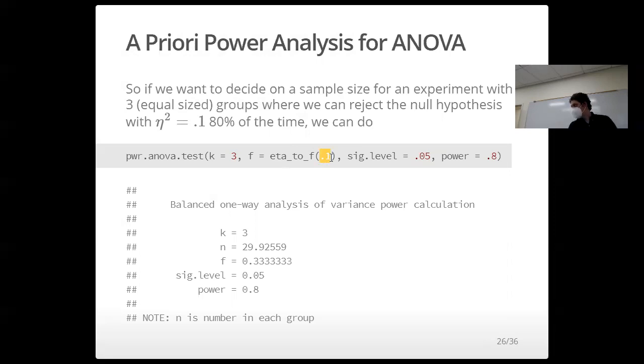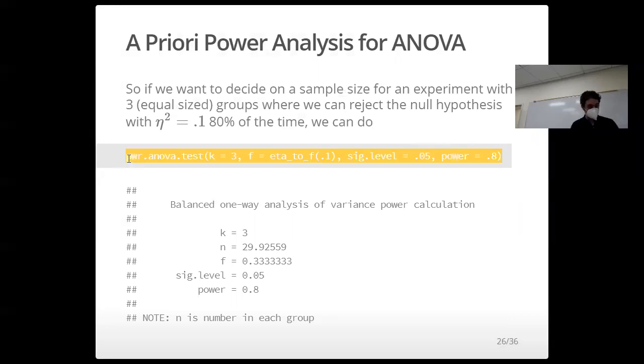All right. When you do a power analysis, you're assuming an effect size. So I'm assuming my effect size is this. I'm just using this to convert it to F. But we could try this for a smaller eta value and see what sample size we would need.